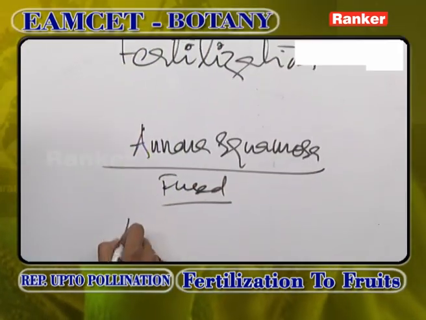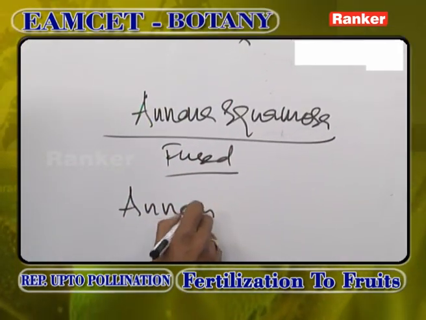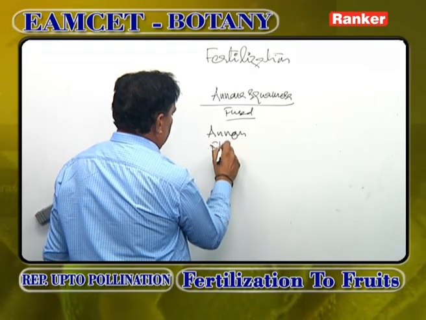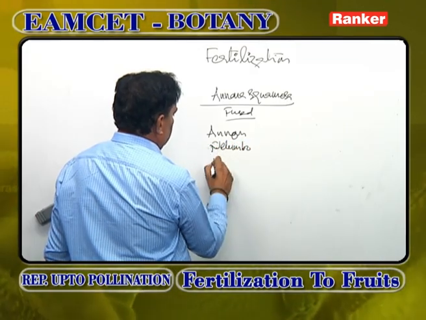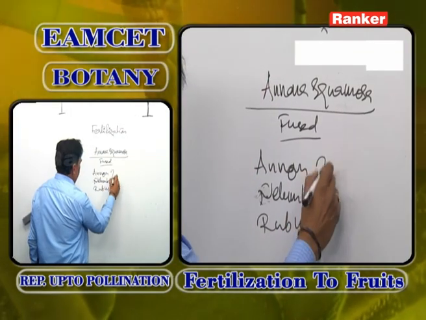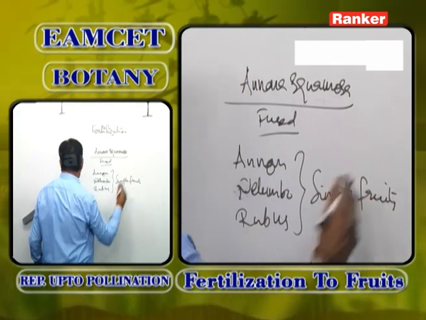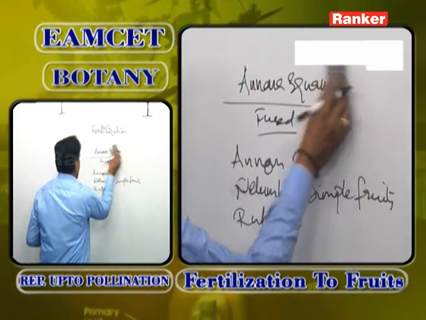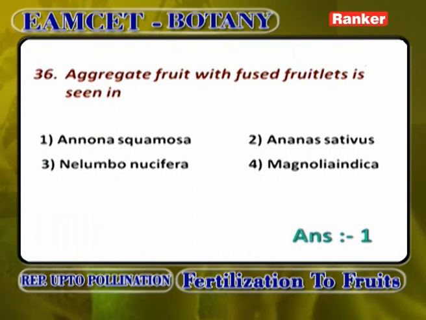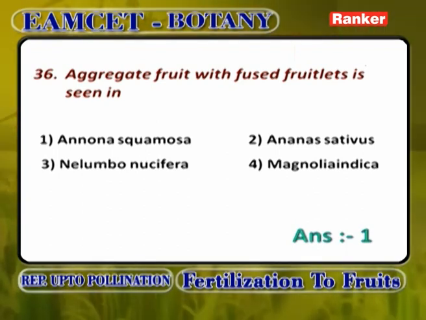There are only 3 fruits: Annona, Nelumbo, Rubus. These are the 3 aggregate fruits which appear like simple fruits. They are not simple fruits, but they appear like simple fruit. So, the aggregate fruit which appears like a single fused fruit is Annona squamosa. Why? Because Ananas sativus is pineapple, a compound fruit, sorosis. In Nelumbo nucifera, fused fruitlets are not seen. Magnolia indica, etaerio of follicles, fused fruitlets are not seen.